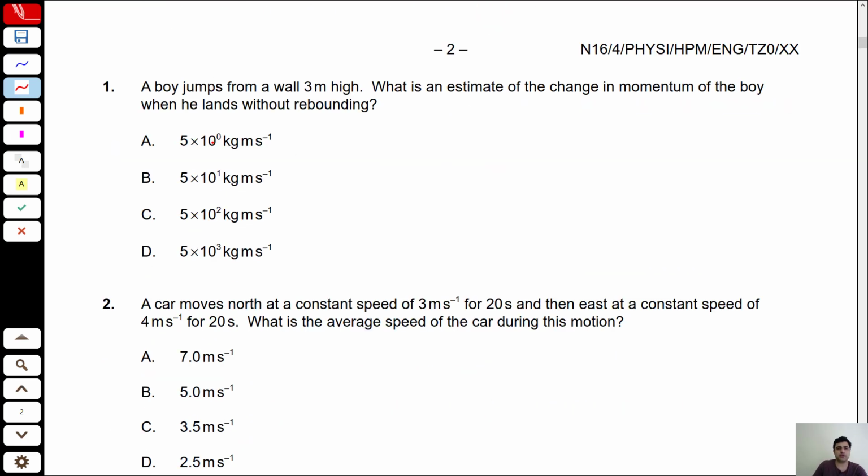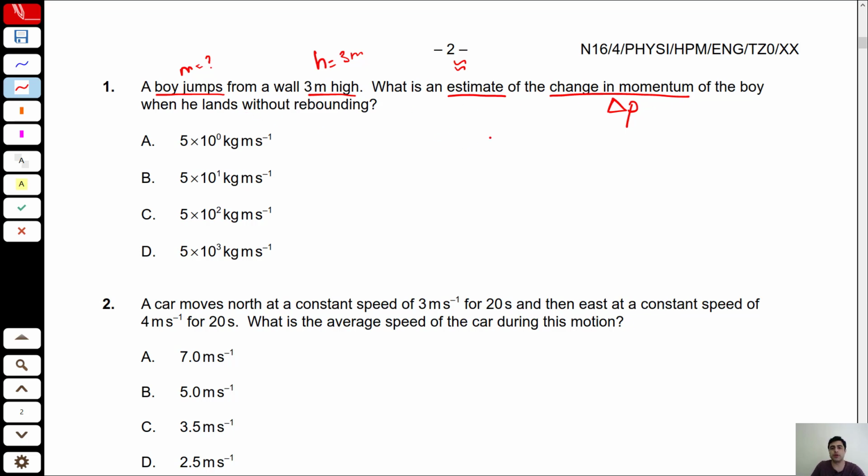A boy jumps from a wall, so the boy must have some mass. From a wall 3 meters high, so let the height be 3 meters. What is an estimate? So it's an estimation problem, so we probably have to estimate the mass of the boy, because no weight is given to us, of a change in momentum. This triangle represents a small change, of the boy when he lands without rebounding.